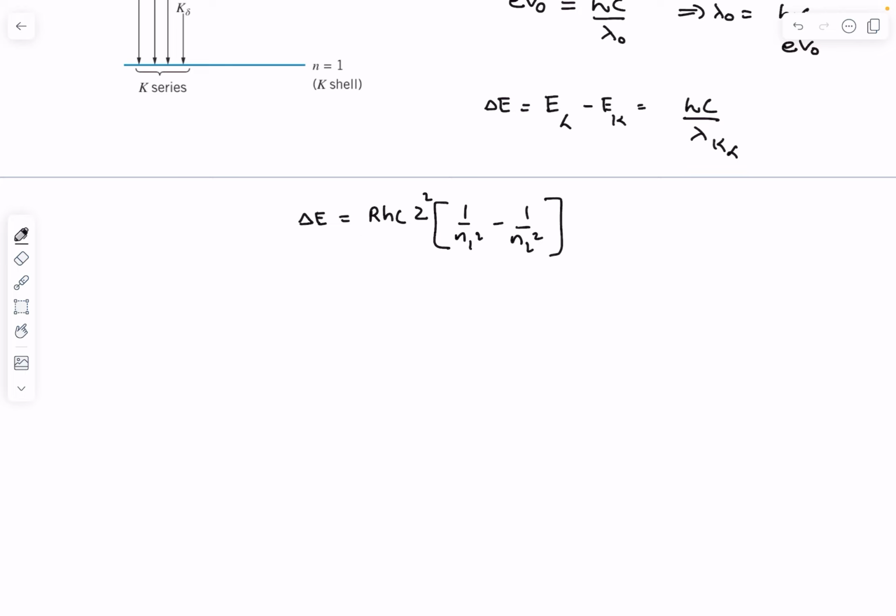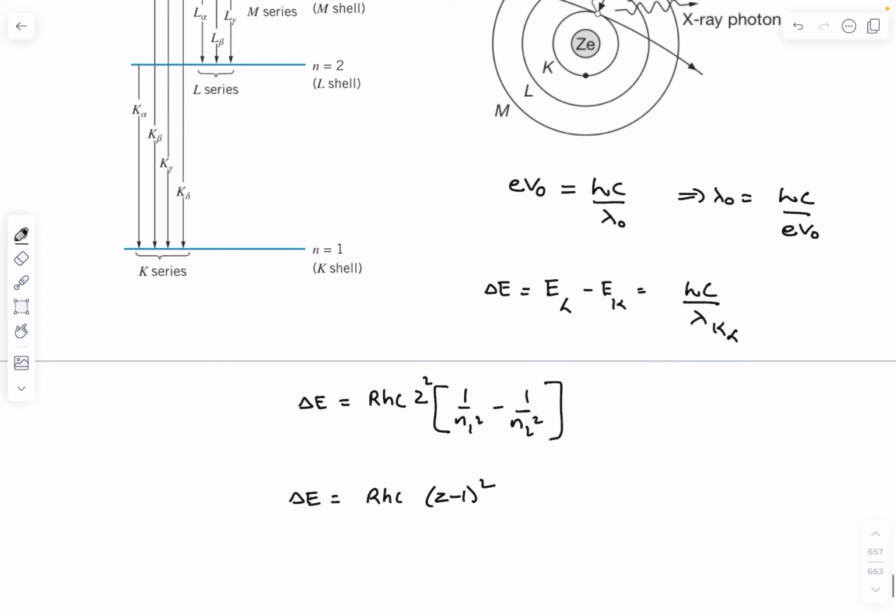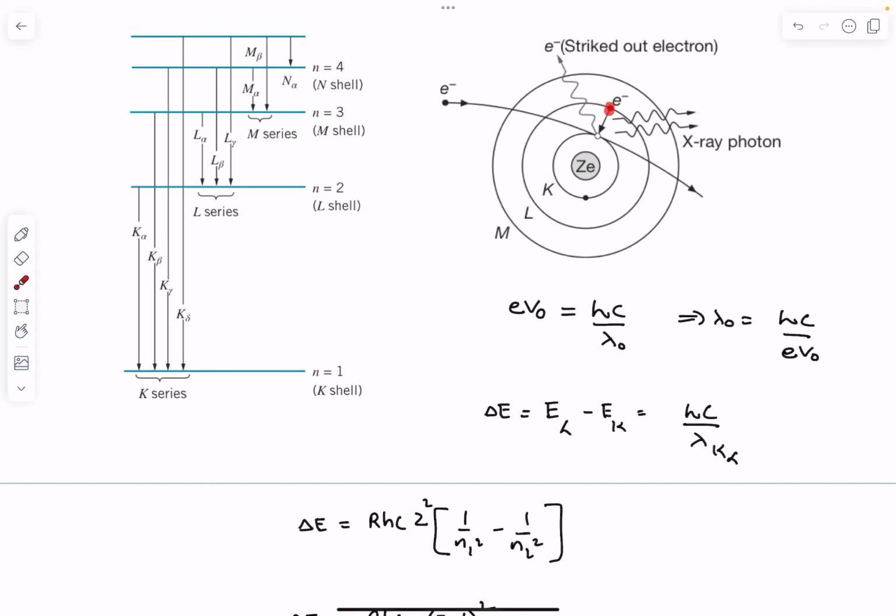Now for K alpha transitions, we can say the change in energy is the same RHC, but here instead of Z, we are going to write Z minus 1. And the reason that we are doing this has to do with the shielding effect of electrons. So basically observe the electron in the L subshell. When the electron looks towards the nucleus, what it feels is the total charge of Ze and minus e. So that is like Z minus 1 times e, right?